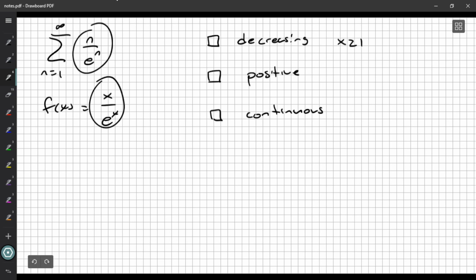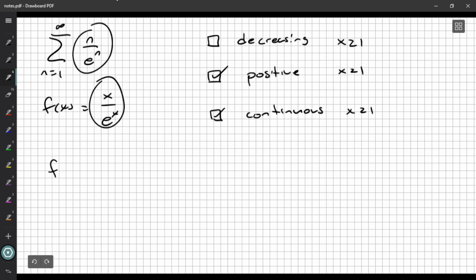Okay. Now, e to the x is never going to be 0, so x over e to the x is always defined. Division of two continuous functions is continuous, so there we go. That one's not hard to show. Positive, well, e to the x is always positive, and for x greater than or equal to 1, x is positive. Positive over positive is positive. Now, how about decreasing? Is this decreasing for x greater than or equal to 1?